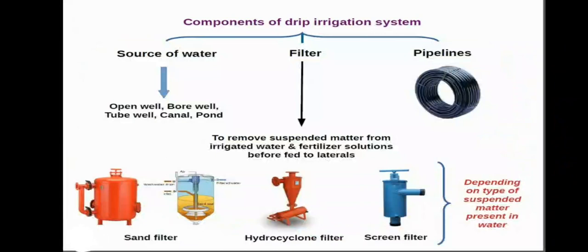Next, the filter, to remove suspended matter from the irrigation water and fertilizer solutions before they are fed to the laterals. Before the water goes to the laterals, we must remove suspended matter. Depending on the type of suspended matter present in the water, there are 3 types of filters: sand filter, hydrocyclone filter and screen filter.